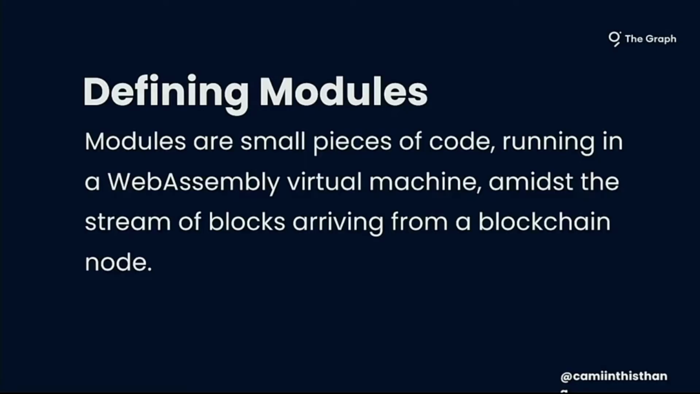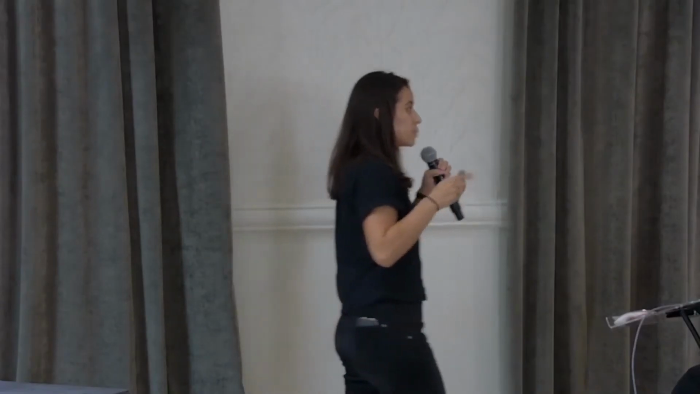And defining modules real quick. I say the word modules, but what does that mean? Modules are small pieces of code running in a WebAssembly VM amidst a stream of blocks arriving from the blockchain node. So when we think of the word streaming fast, that's their org, substreams, it's this constant stream of data, in which I'm not going to get into the specifics here, but at the end I link really good documentation if you want to learn more about how that works.